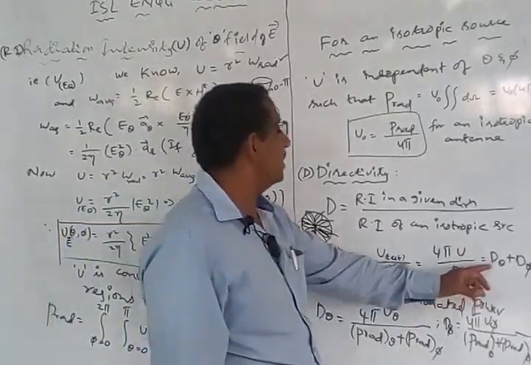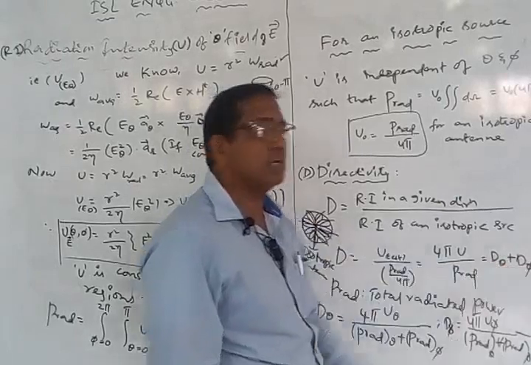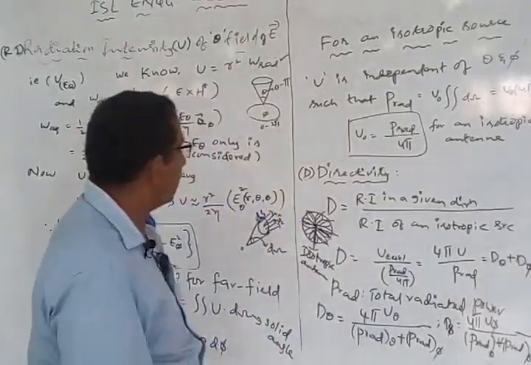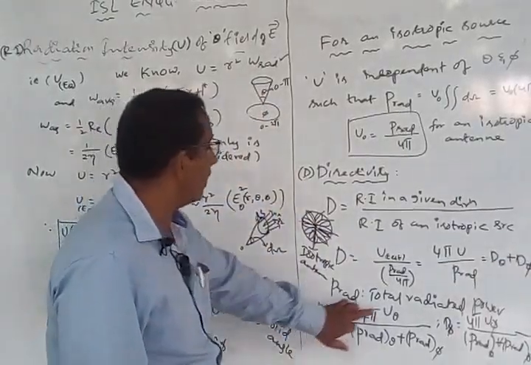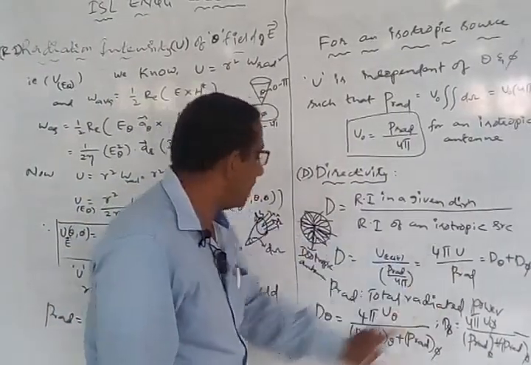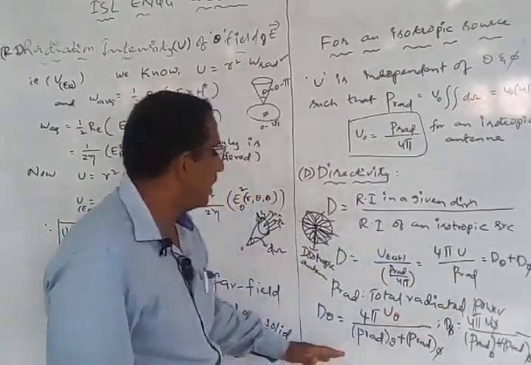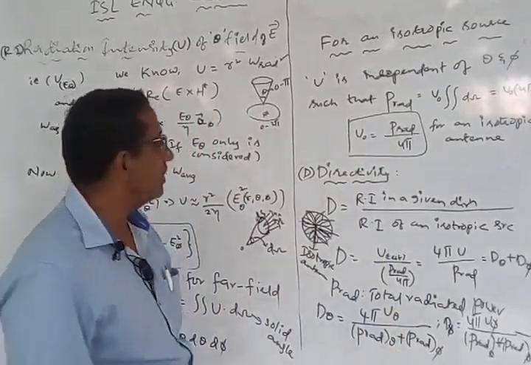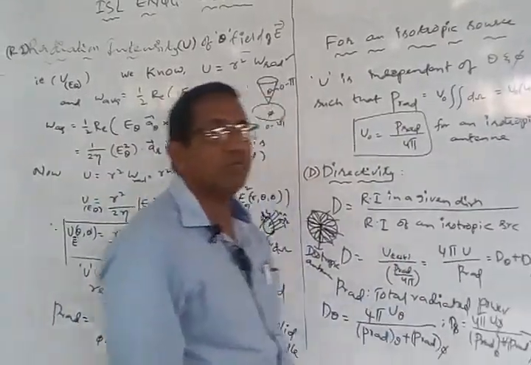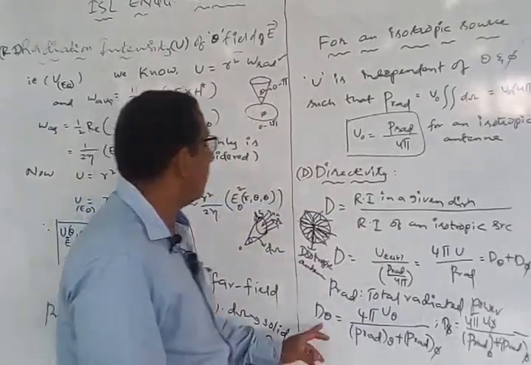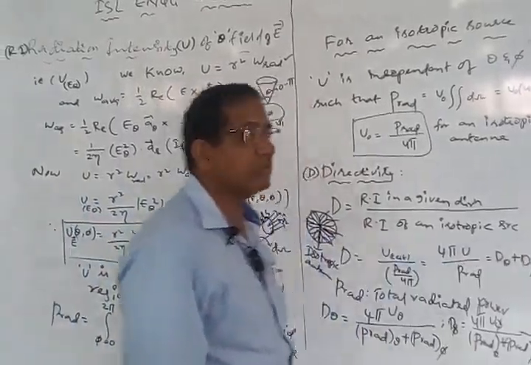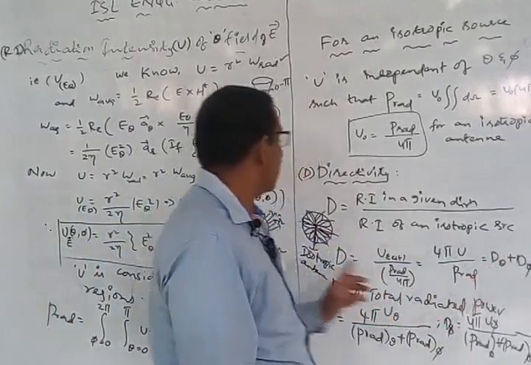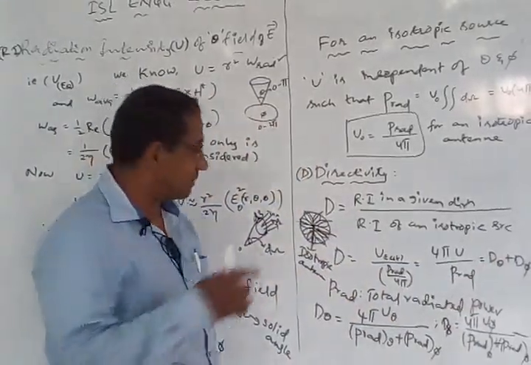So this can be written in terms of D theta as well as D phi. Where D theta I can write as equal to 4 pi U of theta by the total radiated power, calculated along the theta direction as well as along the phi direction. Similarly, for D phi we find it out. Thereby we can get the D theta and D phi values. When you add these two directivities, you will get the overall directivity of a transmitting antenna.